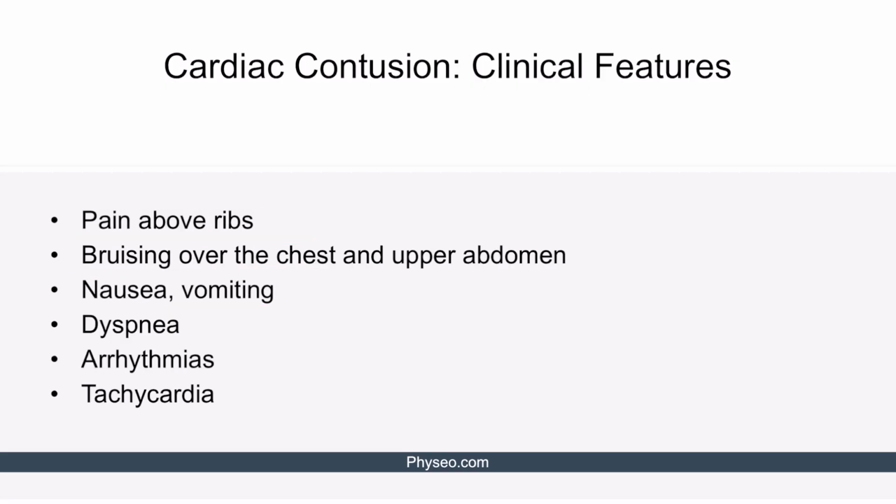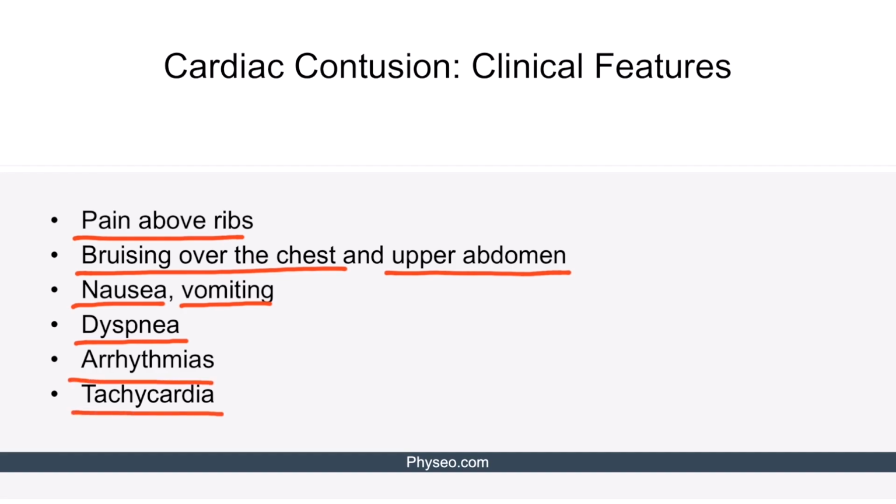Next, let's discuss clinical features. Classically, patients with myocardial contusion report pain above the ribs, bruising over the chest and upper abdomen, nausea, vomiting, and dyspnea. Patients may also present with arrhythmias or tachycardia. Arrhythmias can disrupt systolic function and lead to the development of acute heart failure.